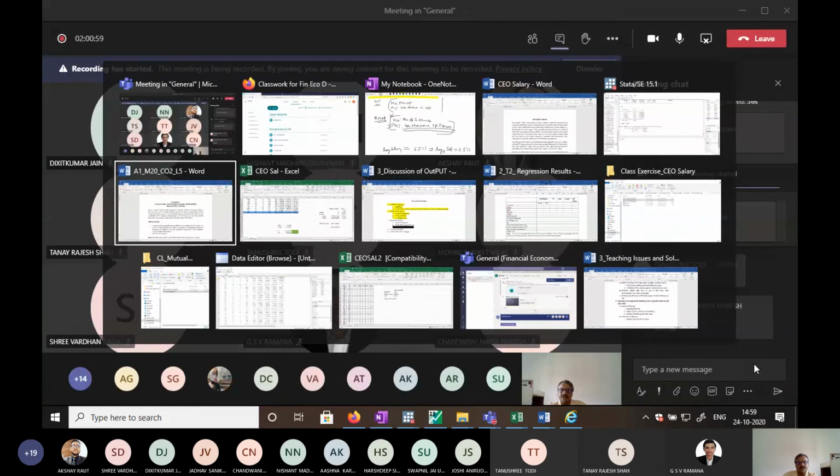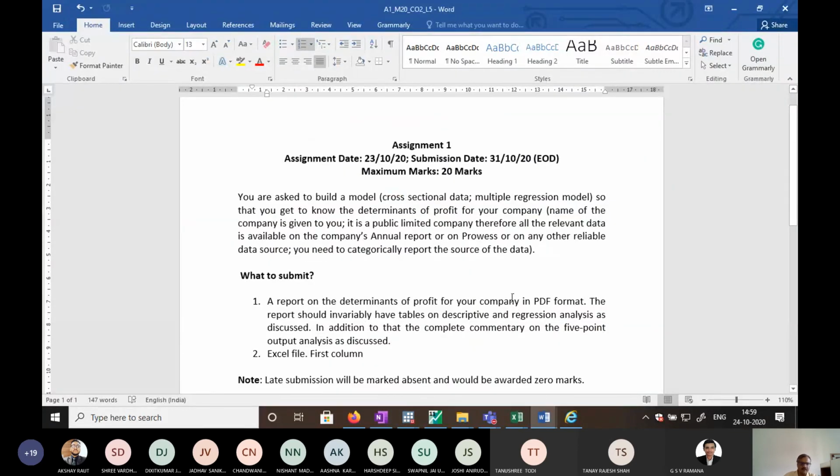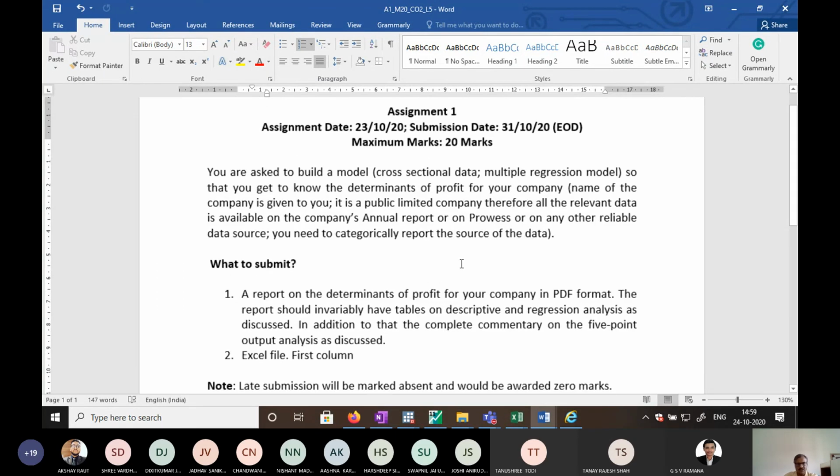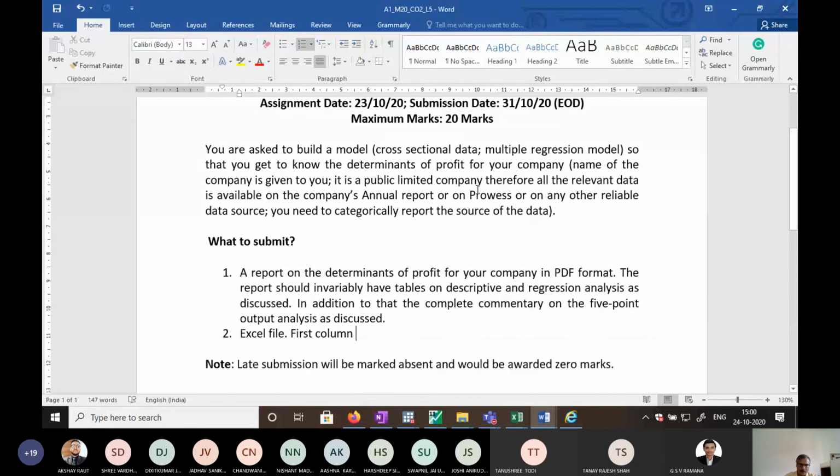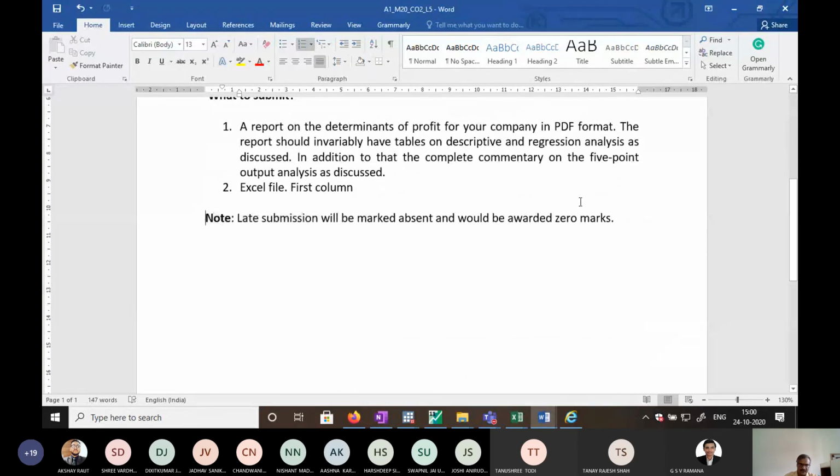So here is the assignment. Today you will be having the assignment by any channel, Google Meet or this Microsoft Team or through your CRs. I'm showing you the assignment: the date is today, the submission date is 31st EOD, by 12 midnight you can submit. Marks is 20. And please take care, late submission will be treated as absent and you will be marked 0. No if and but. I'm very sorry, we can't entertain that.